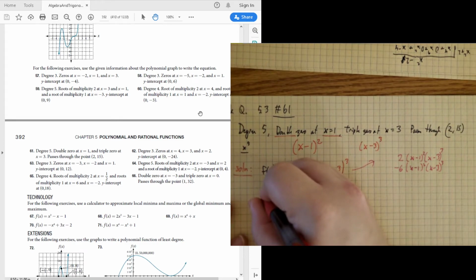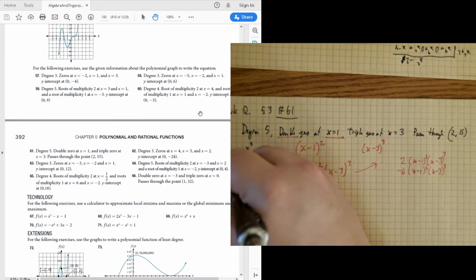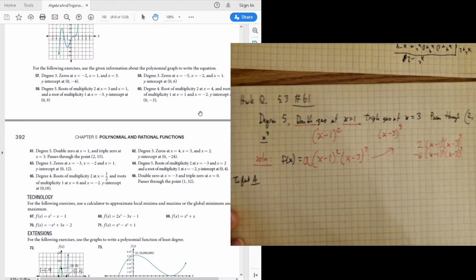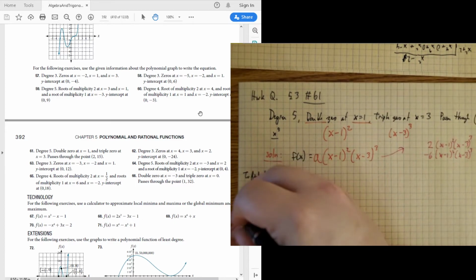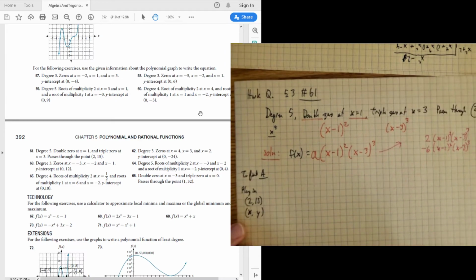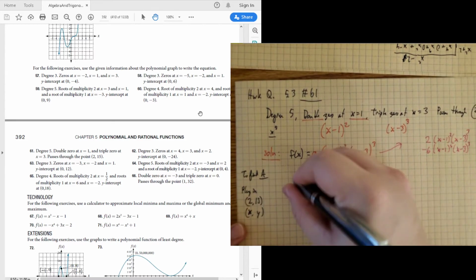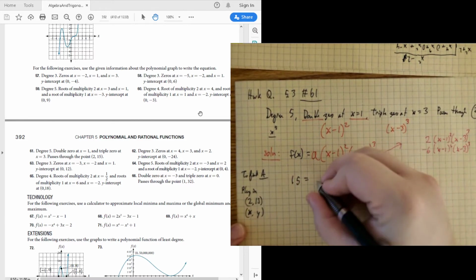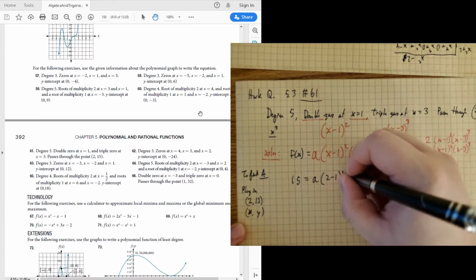We do, to find the a, what we're going to do is we're going to plug in 2 and 15 into x and y. So, remember, your y is equivalent to f of x. What this means is 15 goes here. A is still there. And everywhere there's an x, we need to replace with 2.